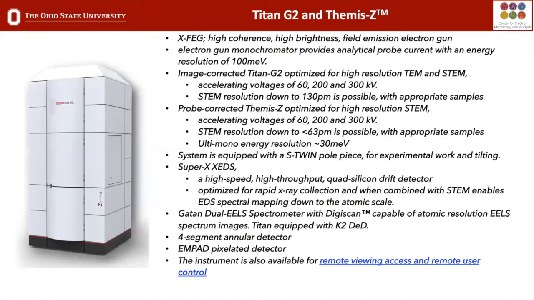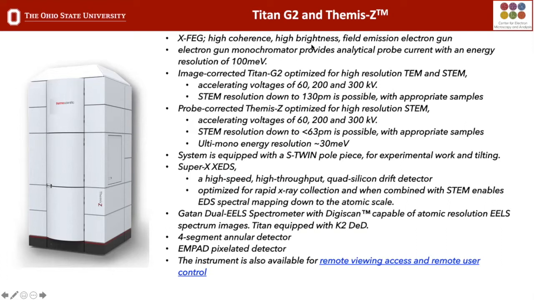So this slide has a lot of text. I apologize for that. I'm trying to list most everything that both the image corrected and the probe corrected system has, and there's a lot of overlap. Both systems come with an XFEG. This gives you a very high coherence and a high brightness source, which becomes extremely useful when you're trying to put a lot of electrons into a very small probe, which is what we do with these microscopes, whether in TEM mode or in STEM mode.